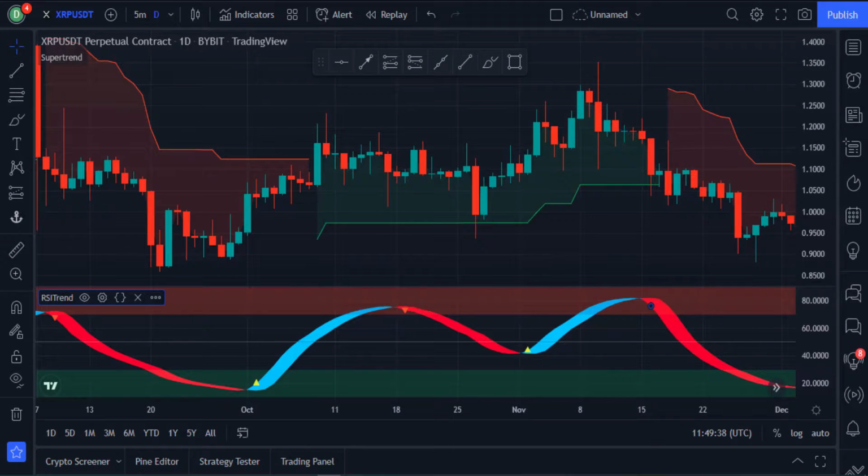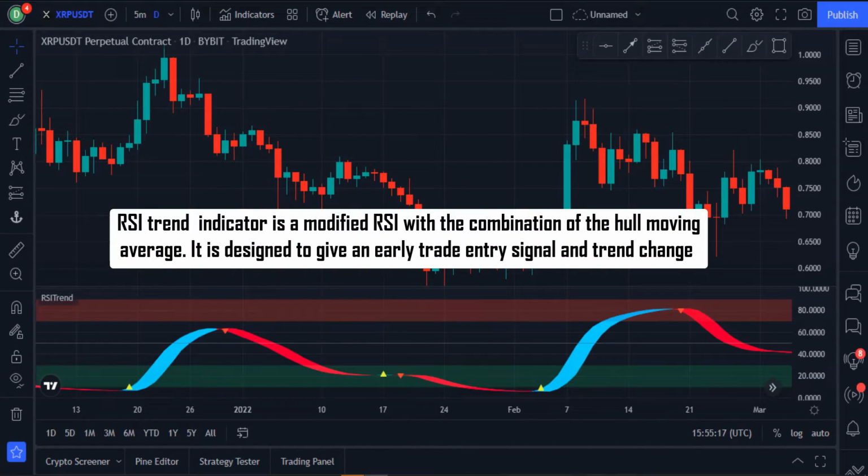Now let's explain these indicators before we move to the strategy section. Let's start with the RSI Trend indicator. This indicator is a modified RSI with a combination of the Hull moving average. It is designed to give an early trade entry signal and trend change as well.